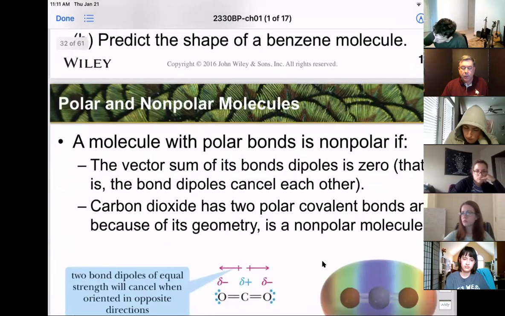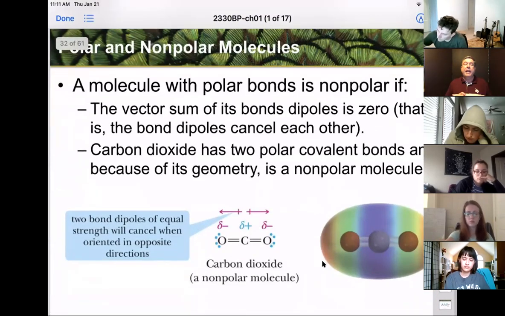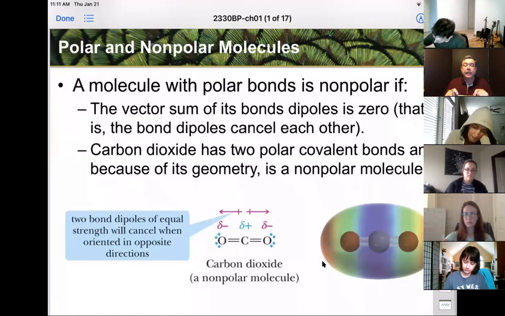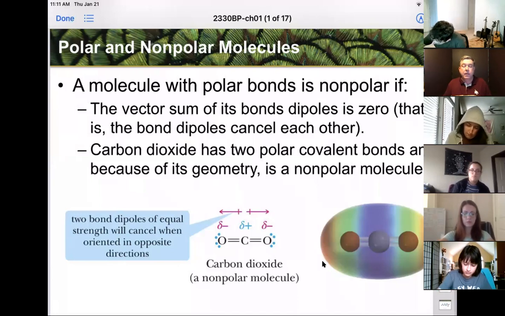Okay, so now that we have a way of figuring out what the molecule looks like by the Lewis dot structure, and by making sure when we do our Lewis dot structures, we put in where all of the electrons are, including those lone pairs, that gives us an idea about the shape of the molecule. But that doesn't tell us necessarily about whether or not the molecule is polar or not. Okay, so let's go back and talk about those polar bonds.